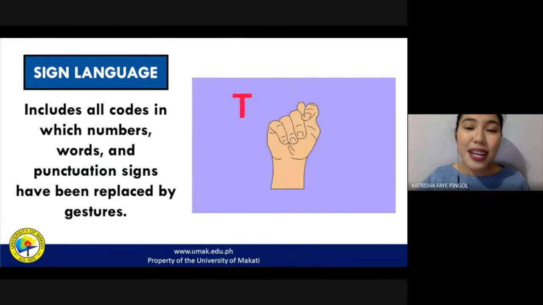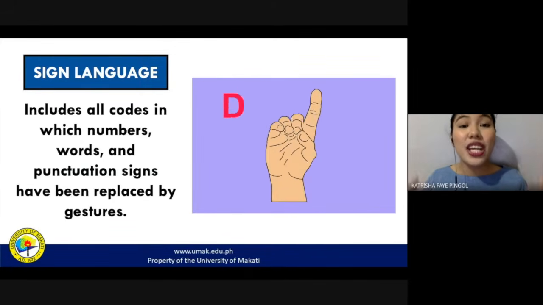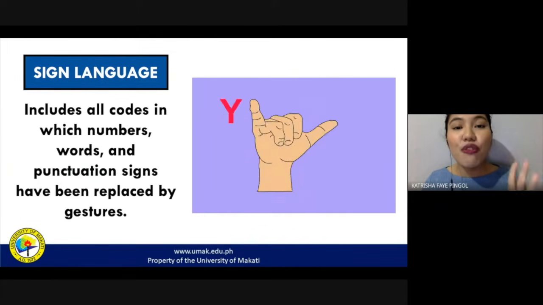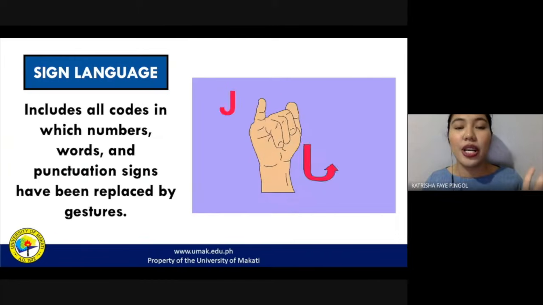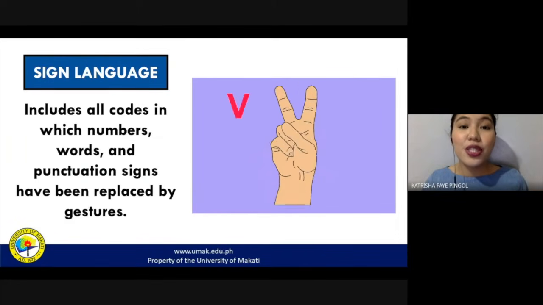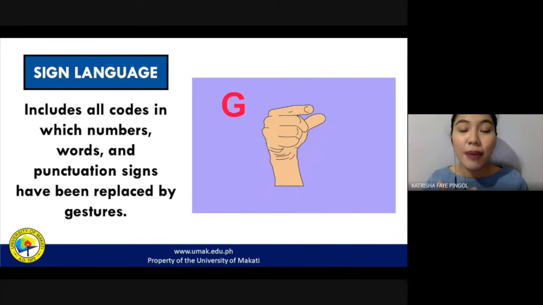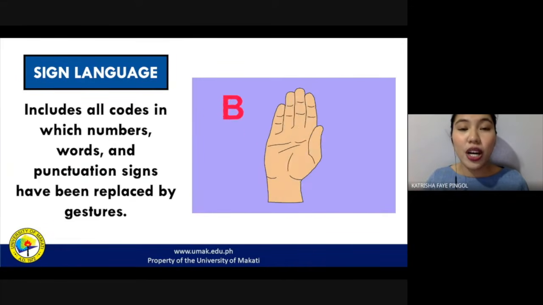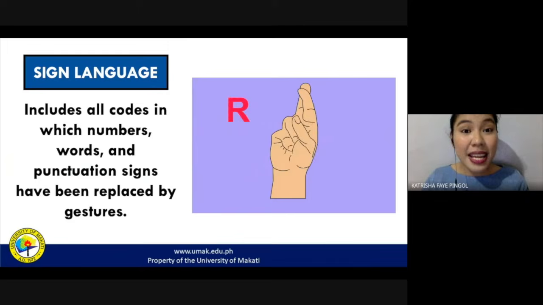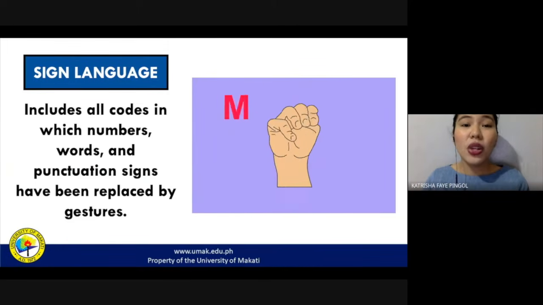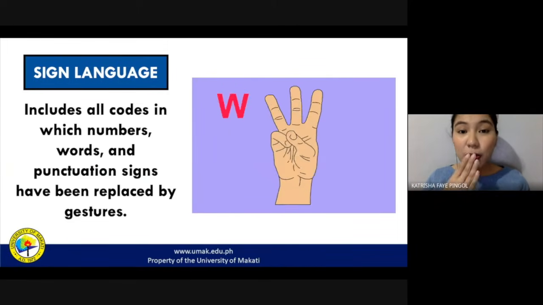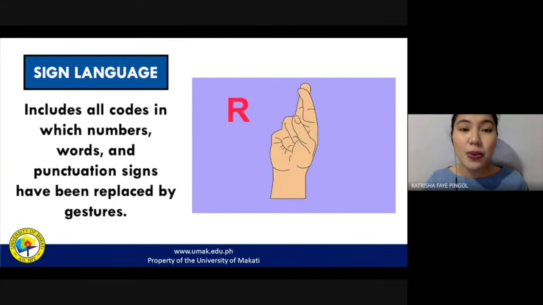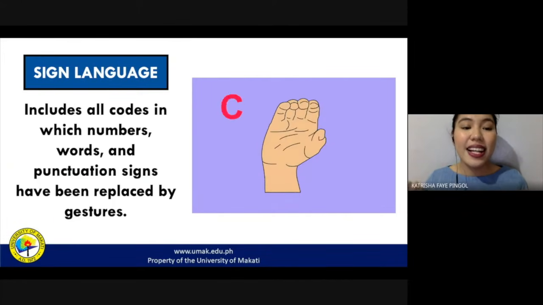Take for example the Filipino Sign Language and the American Sign Language. Each movement of the fingers represents a specific letter. Each movement of your hand, each movement of your arm represents meaning. Take for example, this one would mean family. This one would mean thank you, and so on and so forth. So those could be used as a form of sign language.